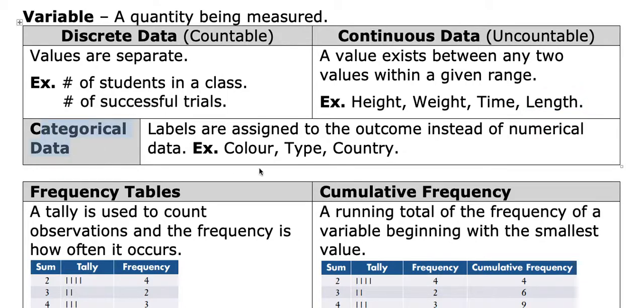Next, categorical data. Labels are assigned to the outcome instead of numerical data. For example, color, type, or country. So it doesn't have order necessarily.